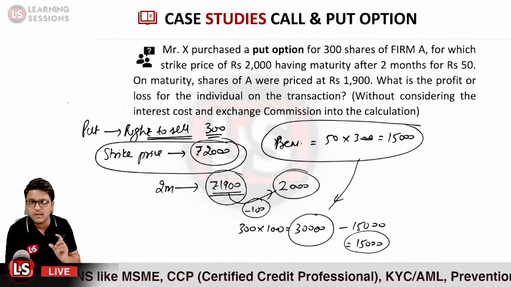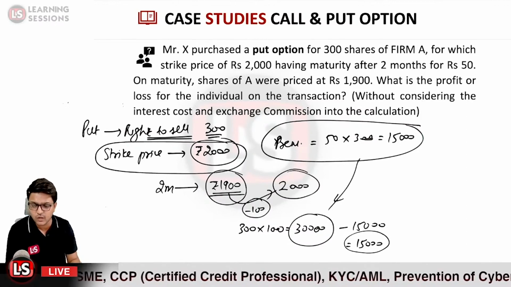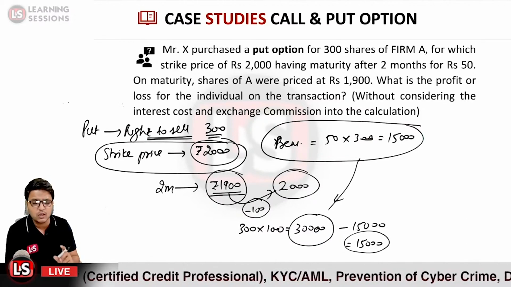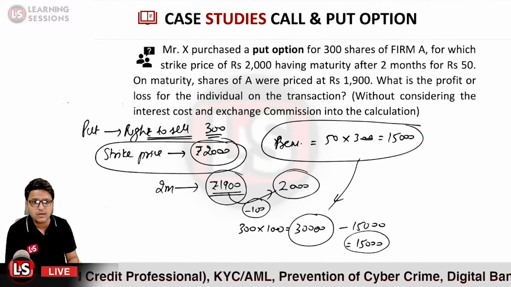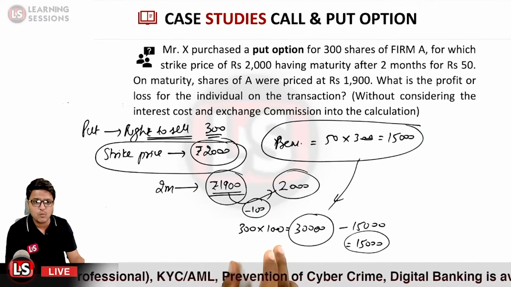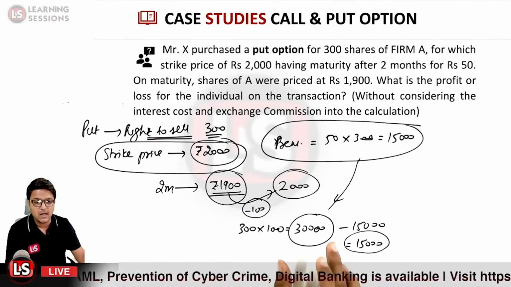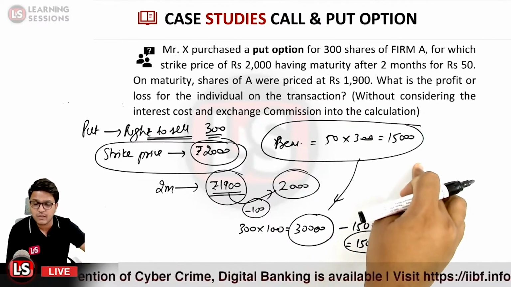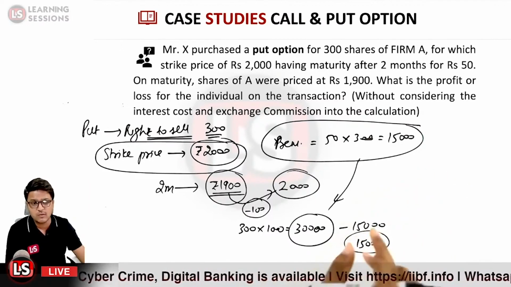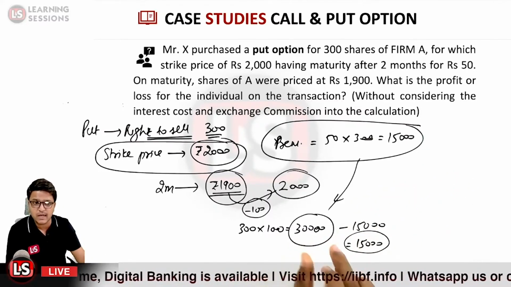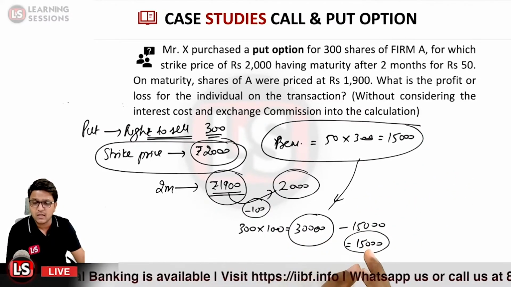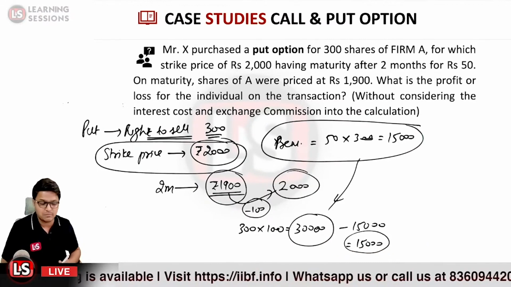For each share we will be earning rupees 100, and for 300 shares in total, how much amount will we be earning? We will be earning rupees 30,000. But it is also to be kept in mind that we have paid a premium of 15,000 rupees over here. So we will be subtracting that from the profit, and we will be getting the net profit to be rupees 15,000. Okay.